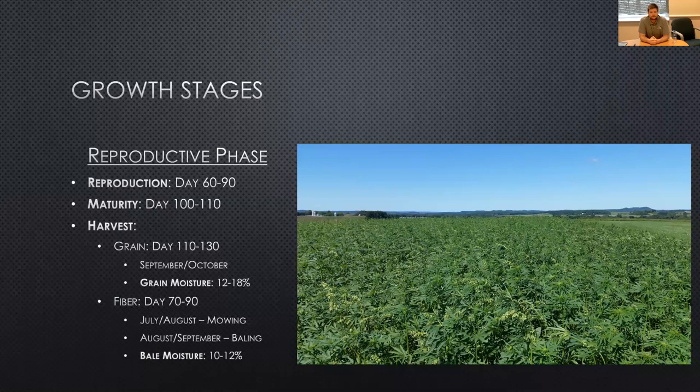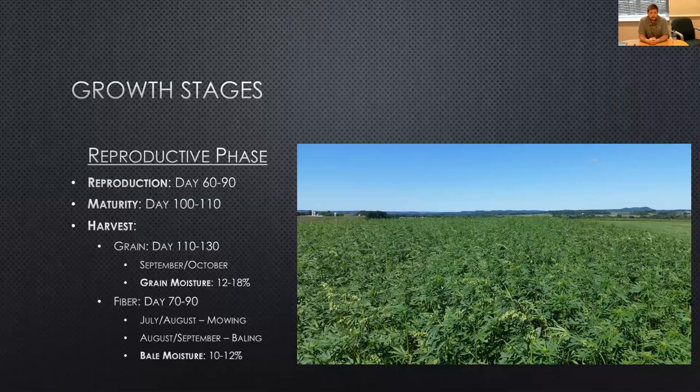Maturity will happen generally around day 100 to 110 after planting. This is different from the maturity that we typically talk about with corn. Corn is a relative maturity based on heat units, whereas this is more specific to a calendar date. So we can just about look at our calendar and count out 100 days, and we should have a mature crop at roughly that time frame.